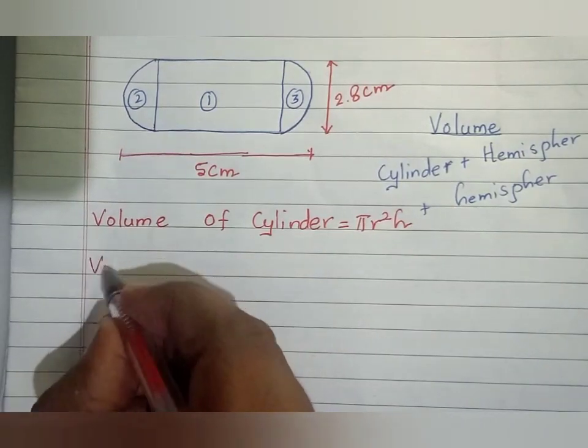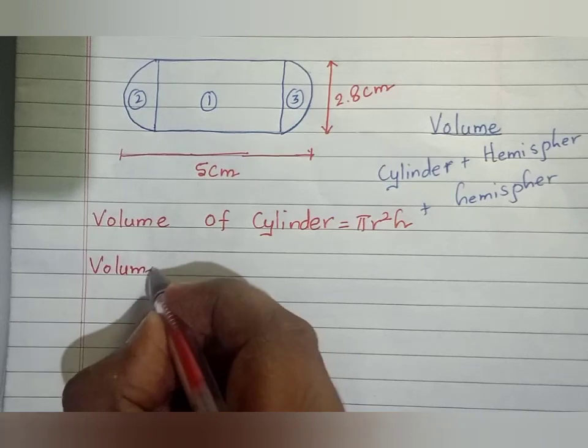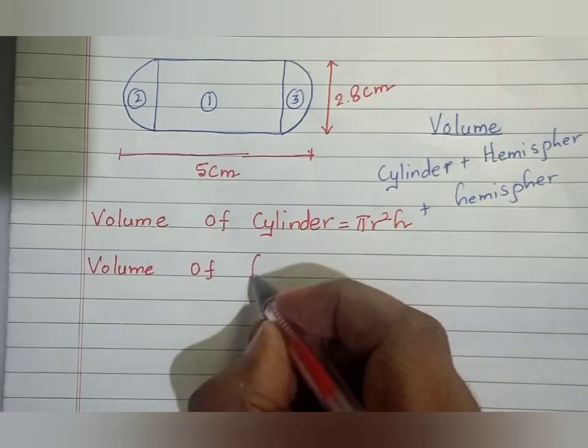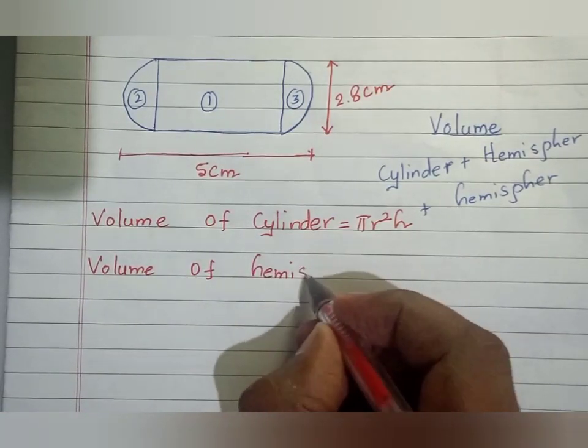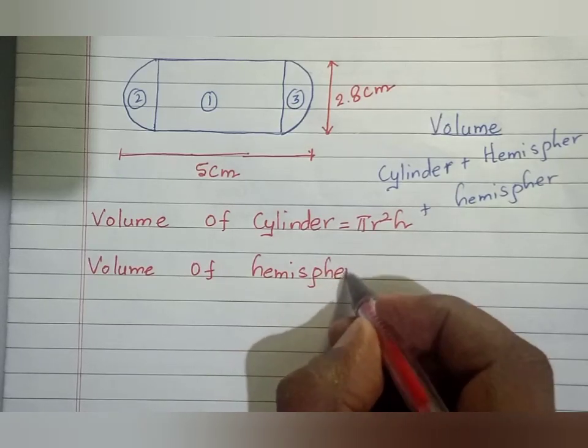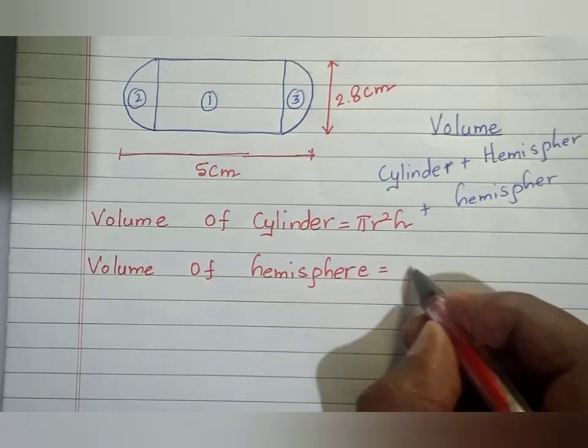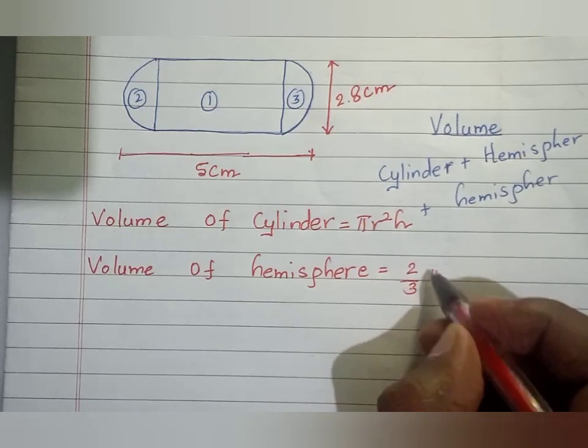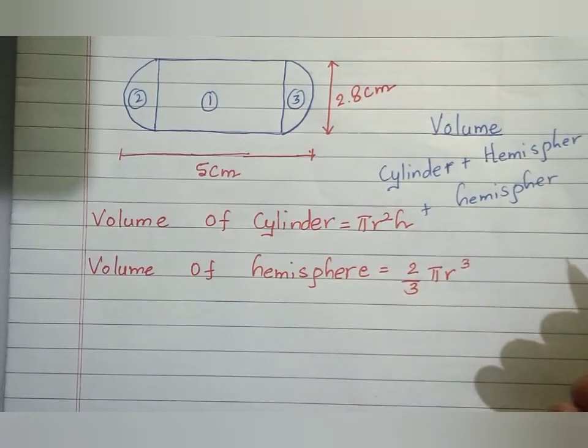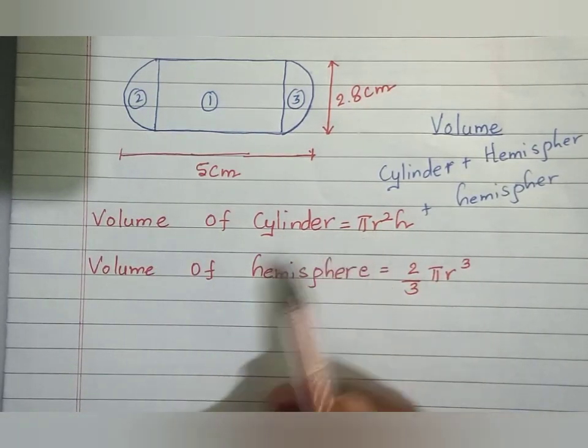So volume of hemisphere is 2 by 3 pi r cube. So we have two hemispheres.